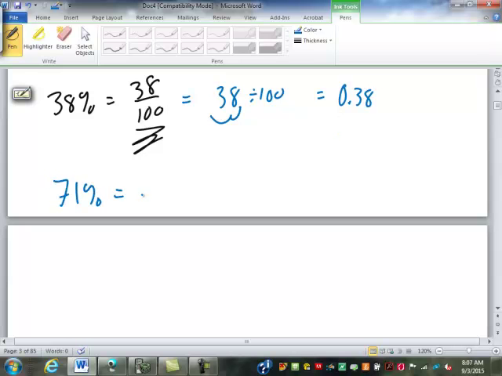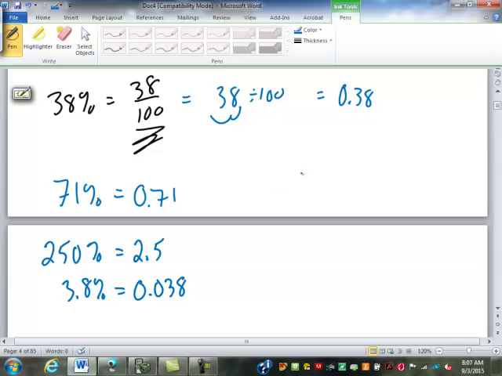71% as a decimal will be 0.71. 250% will be 2.5. 3.8% is going to be 0.038. 12.5%. Yeah, still got to move the decimal point 2 spots, so 0.125.